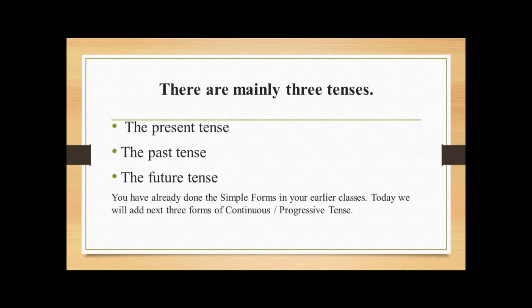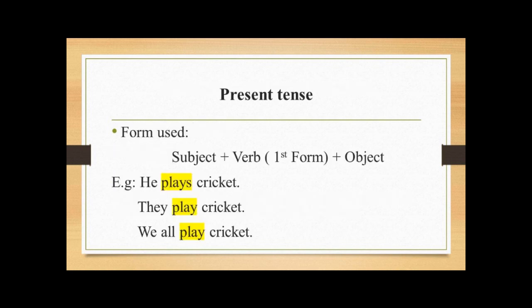You have already done the simple forms. Today, we will add the next three forms of continuous or progressive tense. We begin with the present tense. You all know that the form used is subject plus first form of the verb plus object. For example, he plays cricket, they play cricket, we all play cricket.